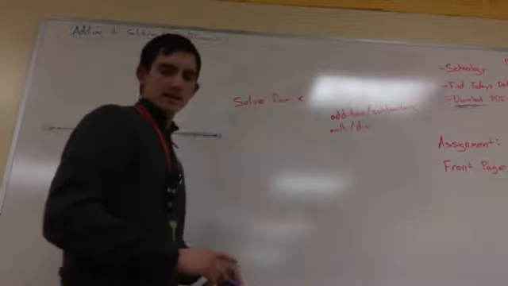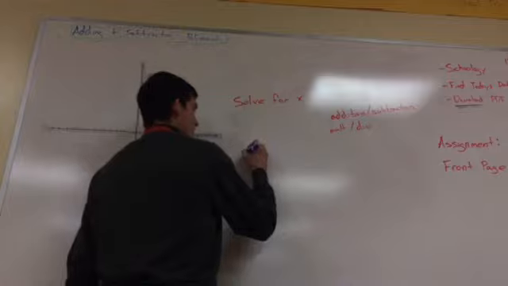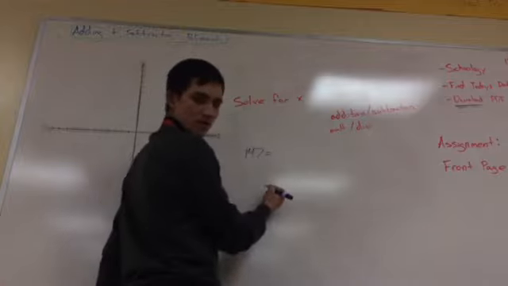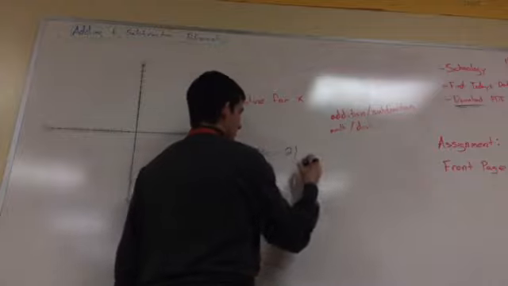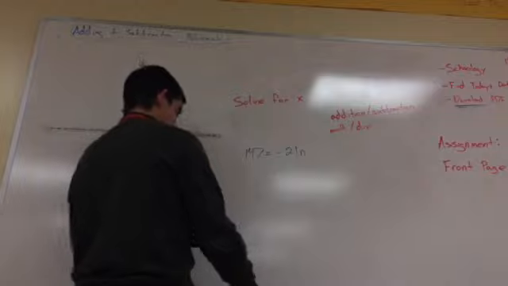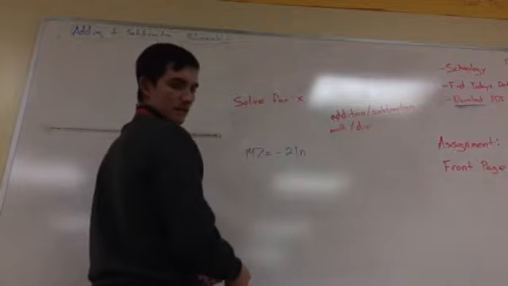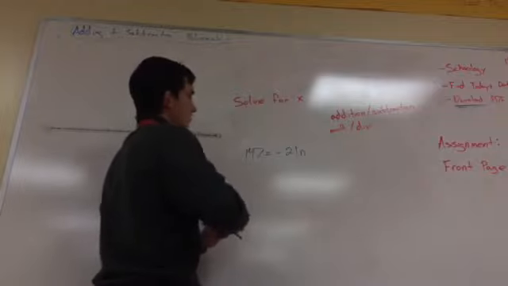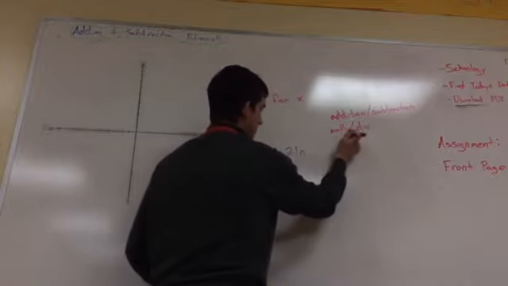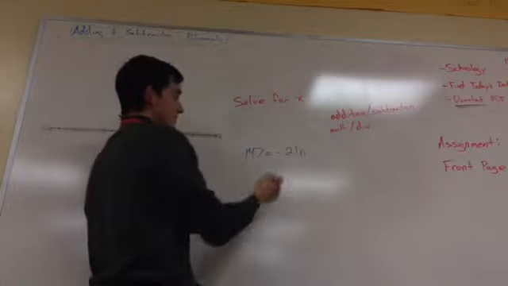And then, let's see, 147 equals negative 21n. So here I'm dealing with multiplication. So right here I have multiplication. The opposite of multiplication is division. So I need to use division to cancel this out.